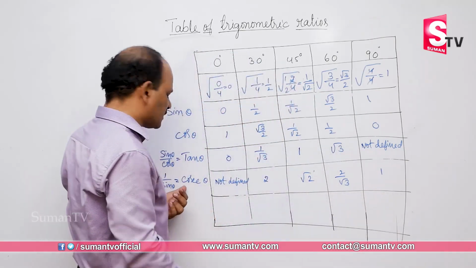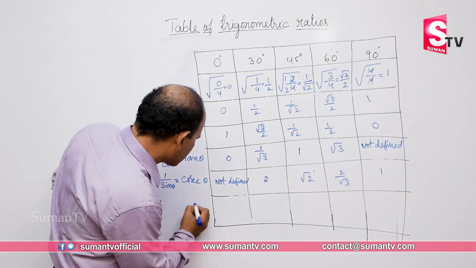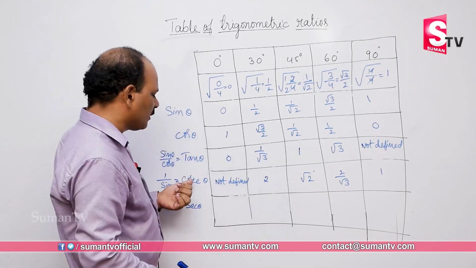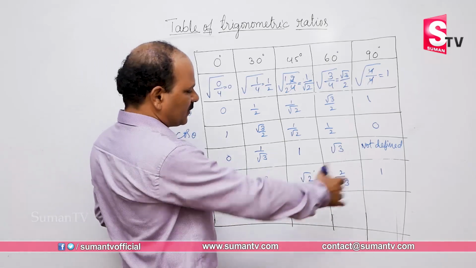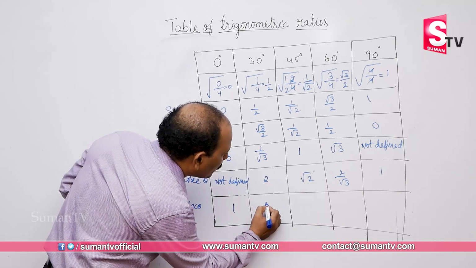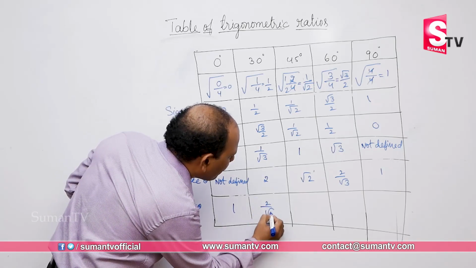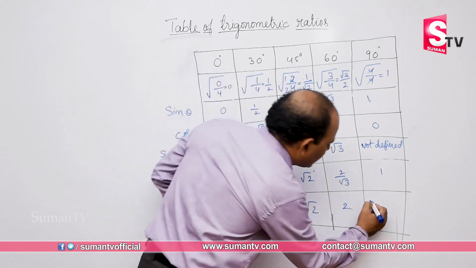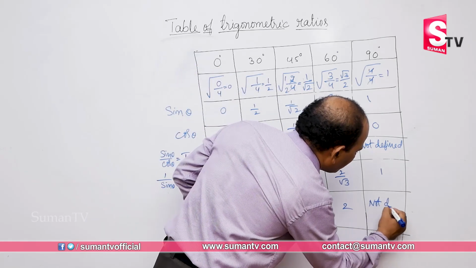Now you have the values of cosecant theta. Next, secant theta. Write all the values of cosecant theta in the reverse order in this way: 1, 2 by root 3, root 2, 2 and not defined.